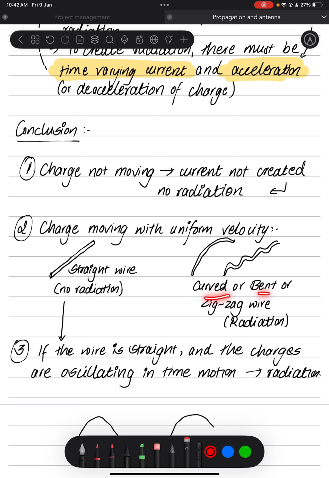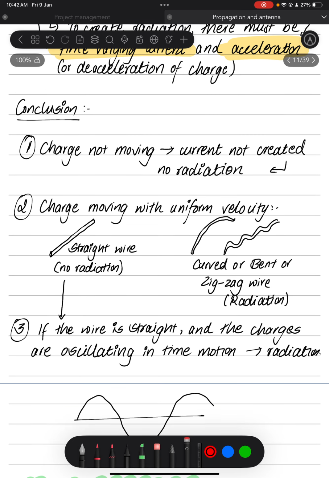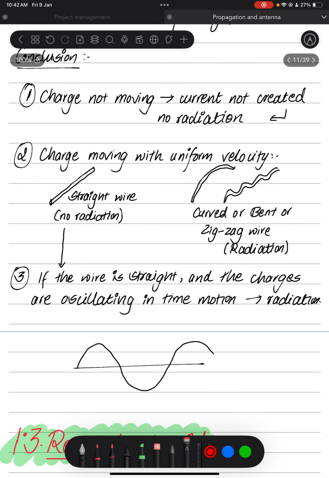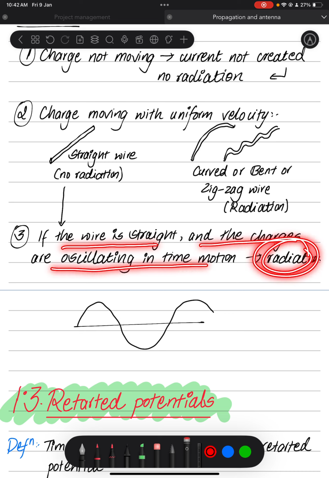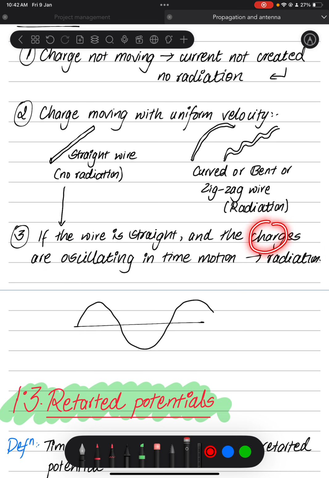But in a curved, bent or zigzag wire, radiation occurs because the wire is bent. That means that even if the magnitude of the acceleration is not changing, we can still conclude that the acceleration is constantly changing because of its direction. So if the wire is straight and the charges are oscillating in time motion, radiation also happens.